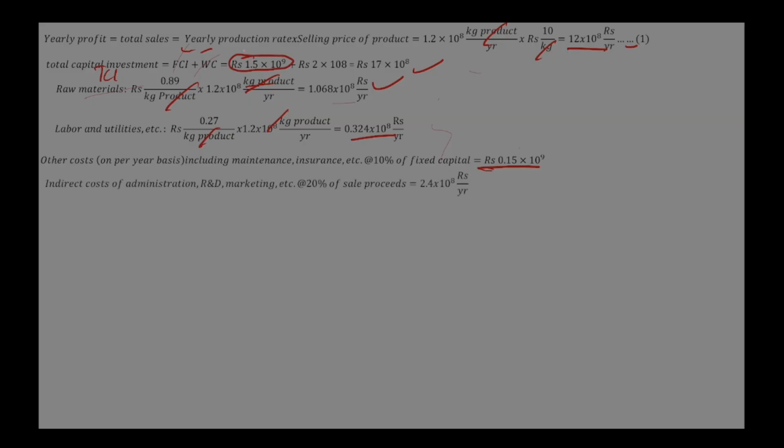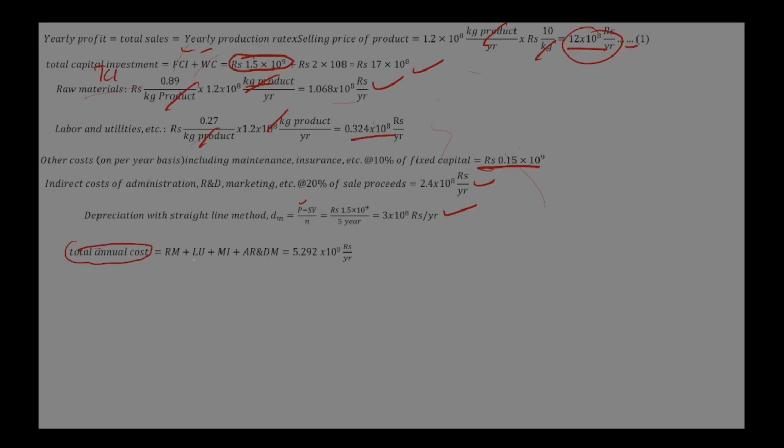Now indirect cost of administration, R&D, marketing is 20% of the sale. So 20% of the sale value is this. Depreciation with straight line is P minus L upon N, where P is the fixed capital. Always remember, depreciation we always have to find on the basis of the fixed capital investment. So now this is the total annual cost which we will subtract from our sales to get net profit.